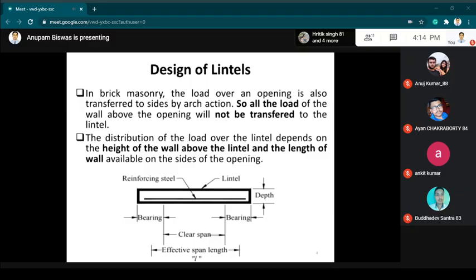This transfer of the masonry load to the lintel completely depends on the height of the masonry above the lintel. The height of the wall above the lintel actually determines the form of load that will be falling on the lintel. We will see in the next slide how the lintel will be carrying the load.